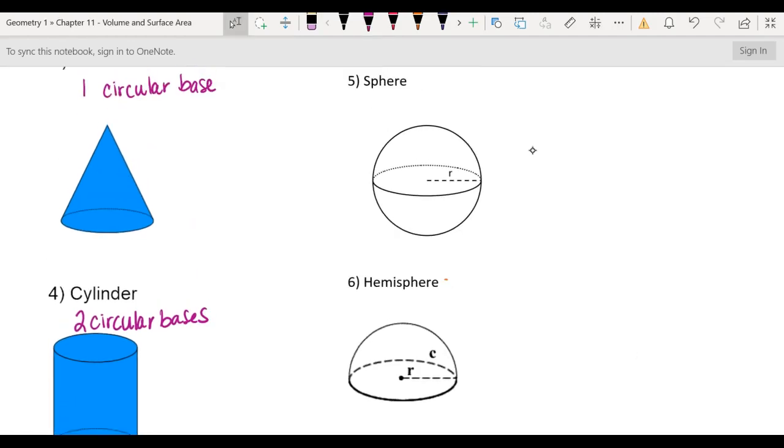Now, the other two, I don't have enough of these to pass around, so I'm just going to hold them up. We have a sphere, which is a ball. You can see I have a baseball here. And then we have hemispheres. A hemisphere is how much of a sphere? Half. This is a hemisphere, and this is a sphere.